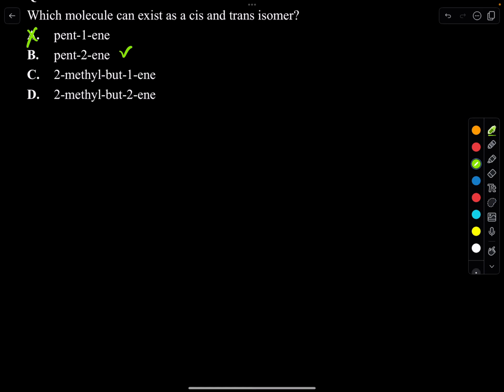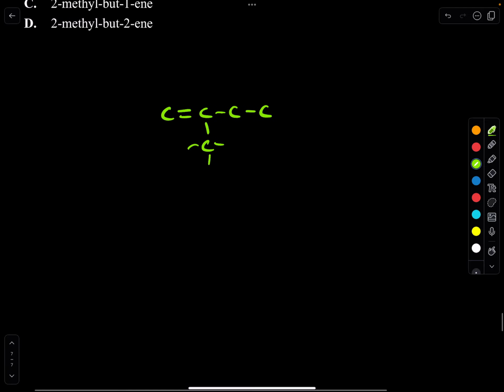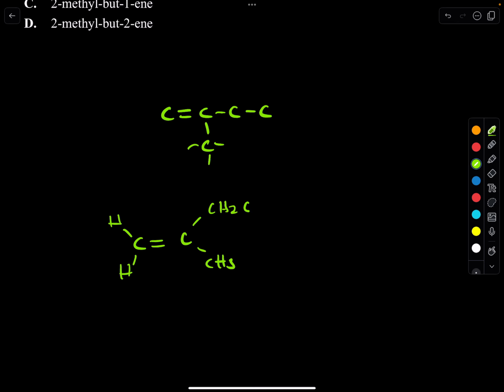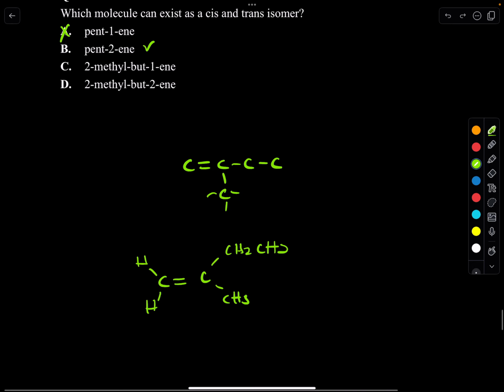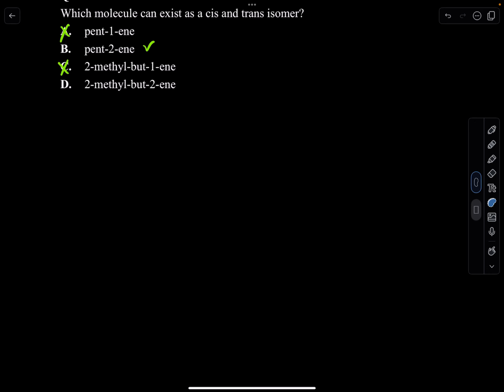2-methylbut-1-ene. Okay, so but-1-ene, a double bond butane. So if I draw butane, 1, 2, and it has a methyl here. If I was graphing this, it would look like hydrogen, hydrogen, CH3, CH2, CH3. Now look, on this carbon there are different groups, but this one has the same groups. Hydrogen, hydrogen on the same carbon, wrong. It cannot be a cis and trans isomer.